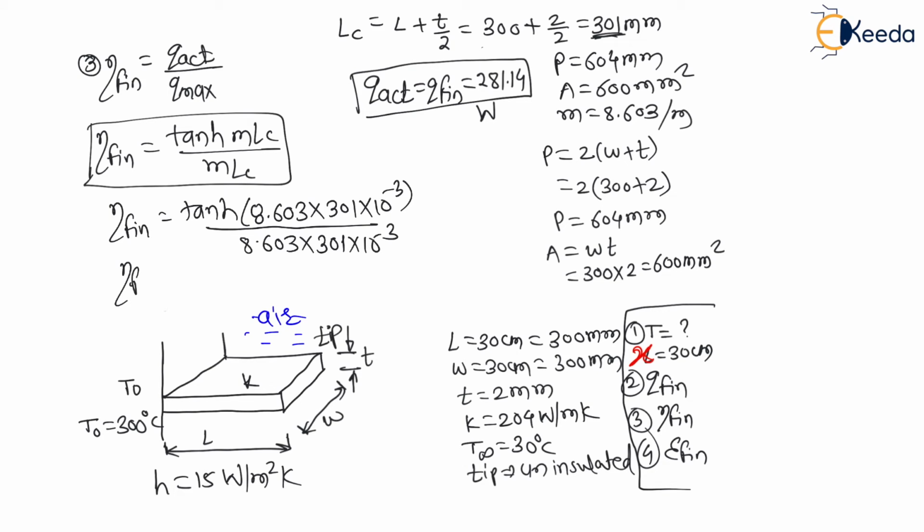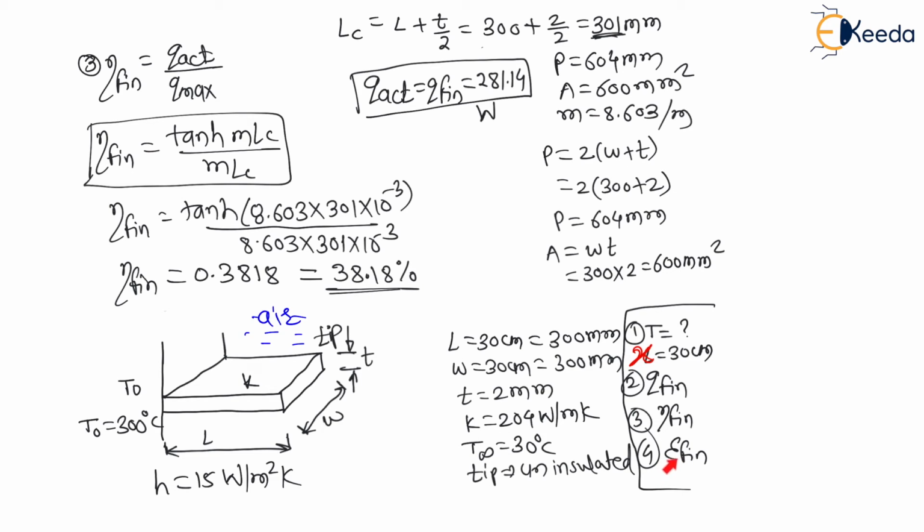So let us calculate this fin efficiency. You will find the efficiency of fin as 0.3818. And if I want to represent it in percentage, I have to multiply this with 100. Therefore, it will become 38.18%. This is the third question.